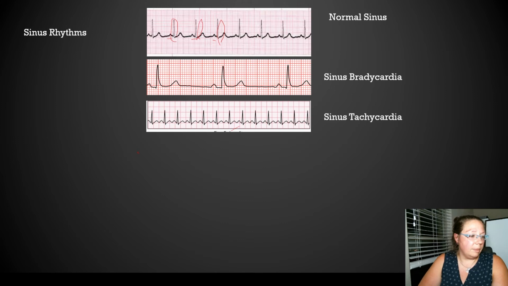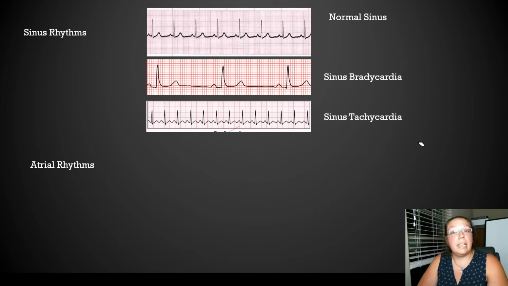Let me erase my marking so that you guys can have a clear picture of it. So sinus rhythms are going to have a P wave, a QRS wave. It's going to be regular, and you're going to have a short PR interval, less than 0.2. Let's talk about atrial rhythms now.